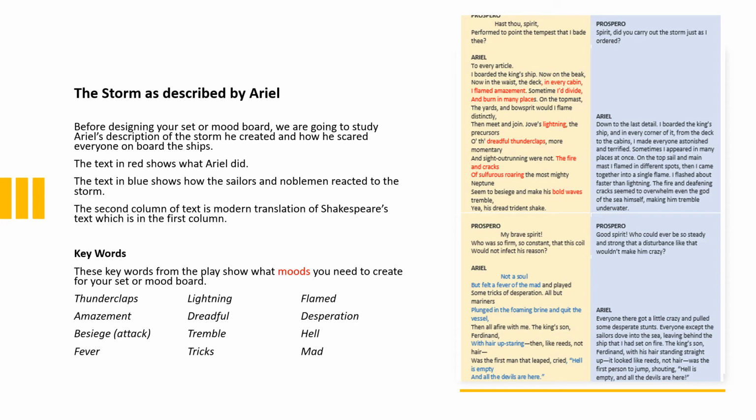And these are the words: thunderclaps, lightning, flamed, amazement, dreadful, desperation, besiege, which means attack, tremble, hell, fever, tricks, mad. So when you're designing your mood board or your set, think about those words and how you're going to convey the ideas shown in those words.